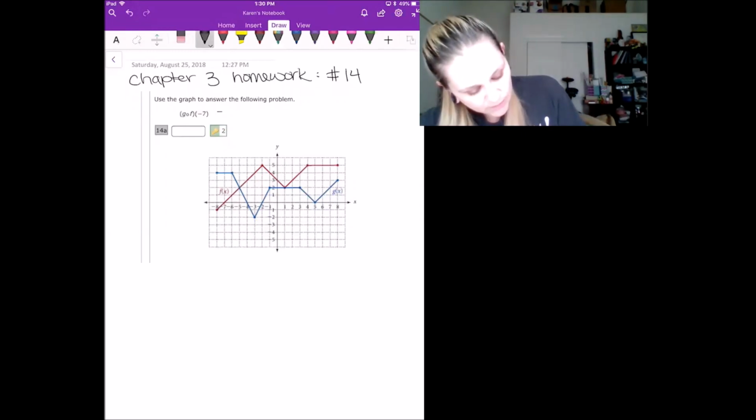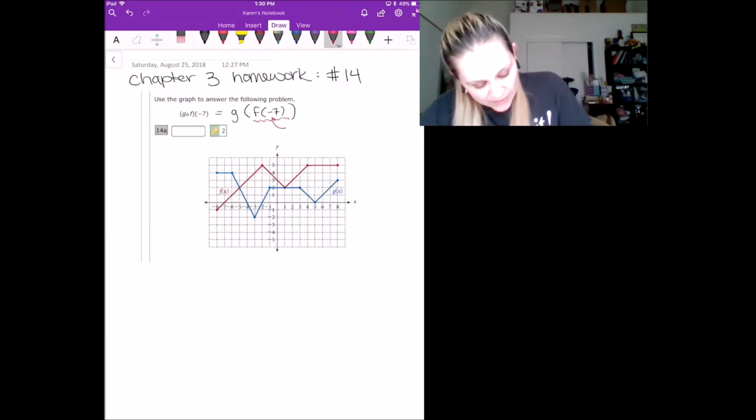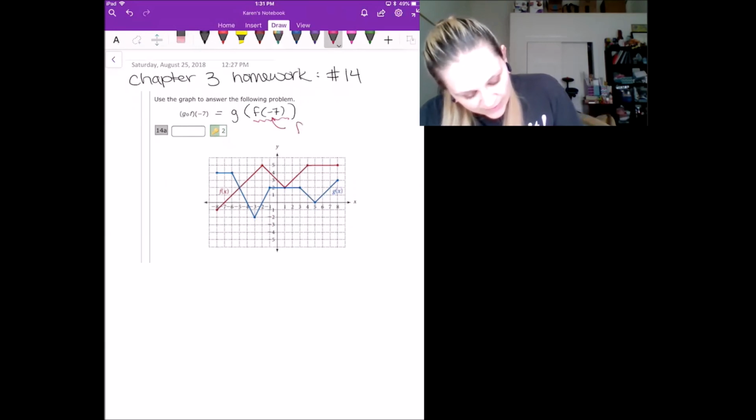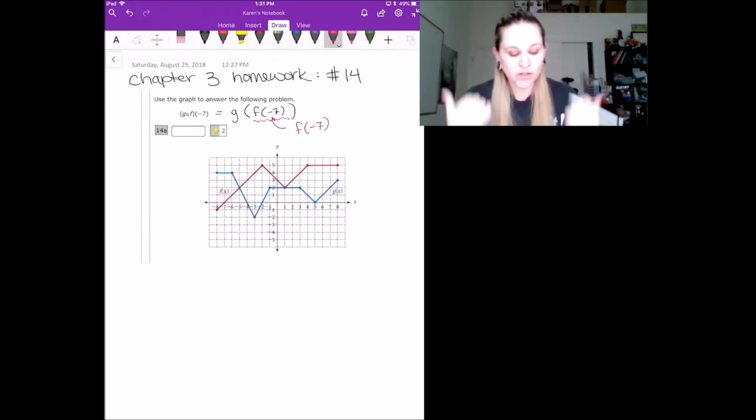First, I'm going to go ahead and rewrite our problem. I'm going to write it g of f of -7. So really, I need to find f of -7 first, and once I know that value, it will get plugged into the function g as our input. So right now, we know that we want to find f of -7. That means the input is -7. We want to know what that output is. So the x is -7. We want to know the y.